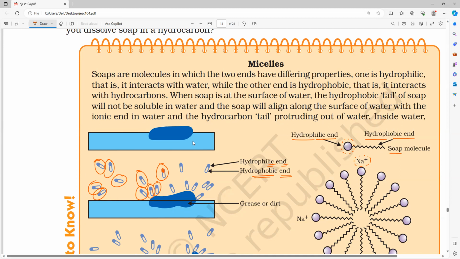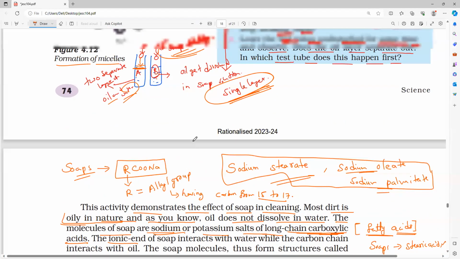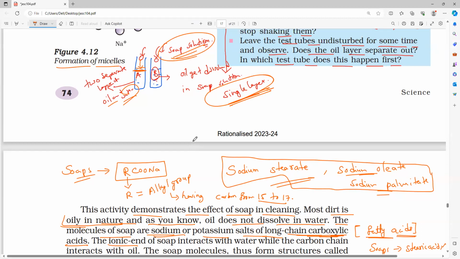Now, as I said, the hydrophobic end will attract dirt or water? Everybody, please respond. It will attract dirt. That is very important.